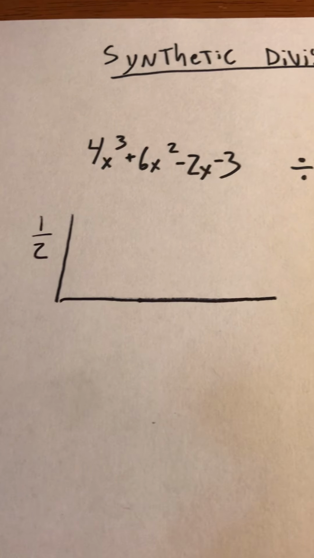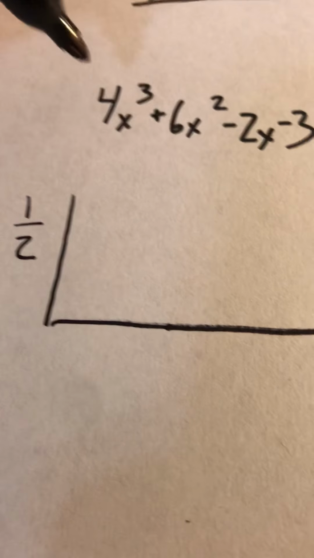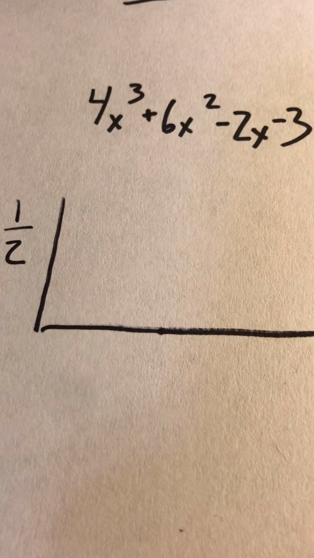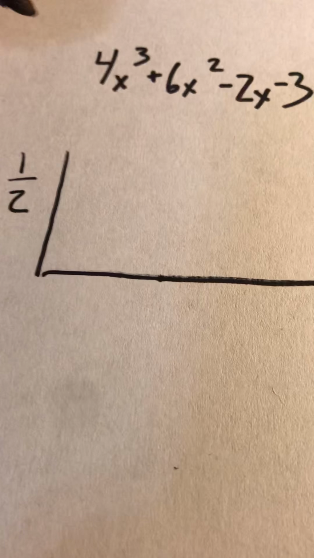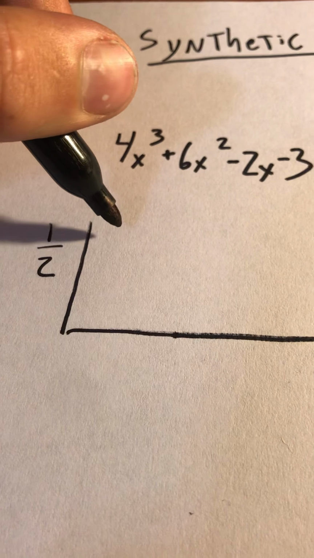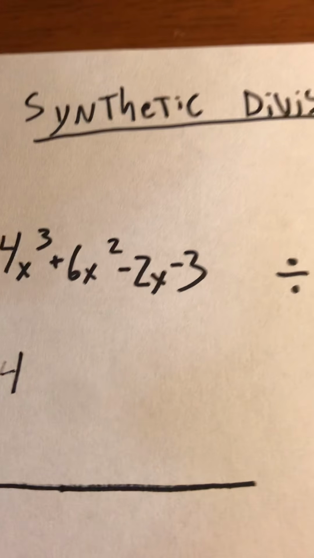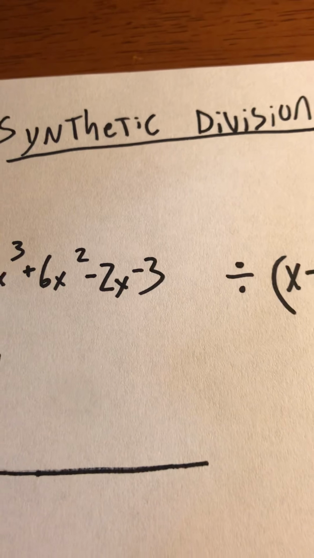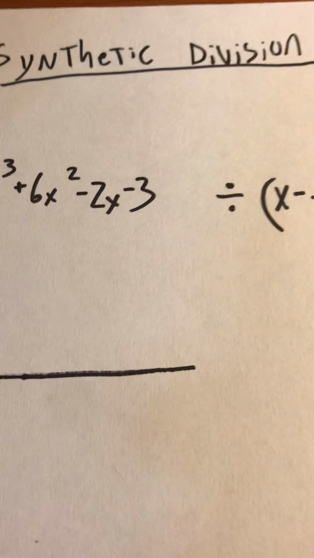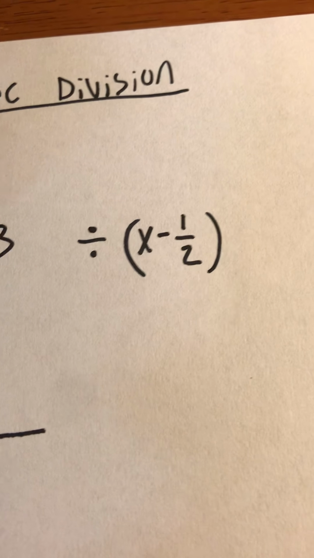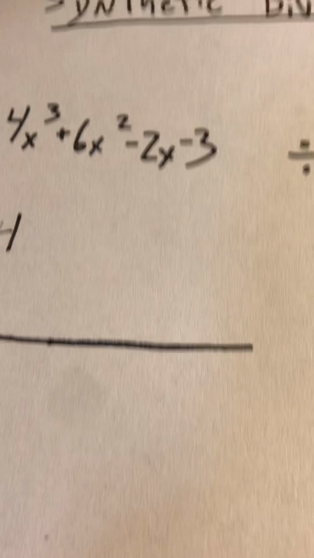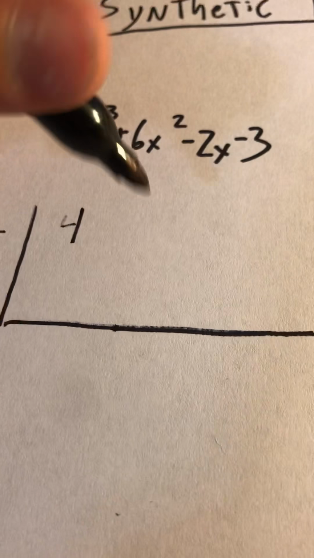And this is where it gets kind of weird. Alright, so create a box like so. And then we have our first coefficient to the degree of 3. So we're going to write down all our coefficients of this polynomial: 4x cubed plus 6x squared minus 2x minus 3, which we are also divided by the polynomial x minus 1/2. So right now we're going to write down all our coefficients.